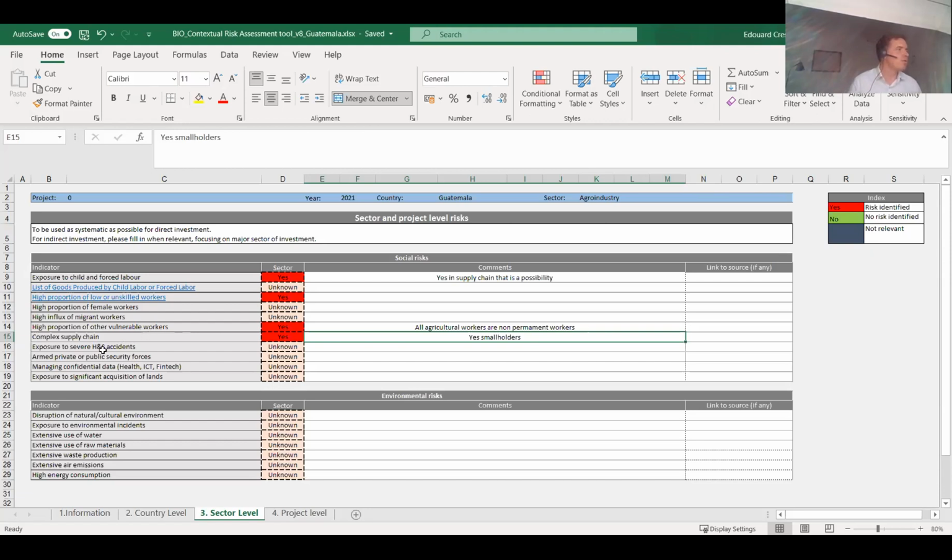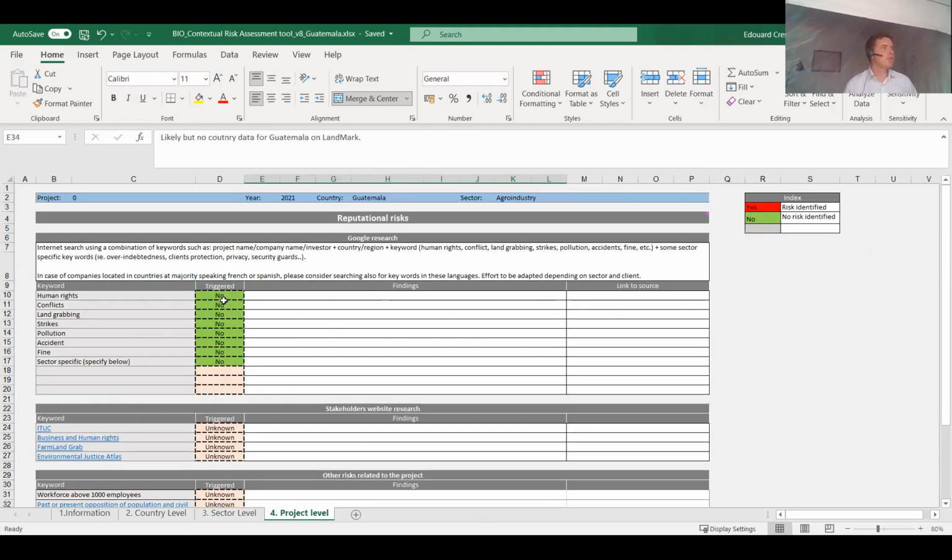Just to cite a few, are we in a complex supply chain, like typically agriculture supply chains with smallholders, or mining and so on? And then environmental factors as well. Are we in a project which is making extensive use of some natural resources or that is emitting significant pollutants into the air or into the water? And then depending on your answer, you would have to assess those more specifically.